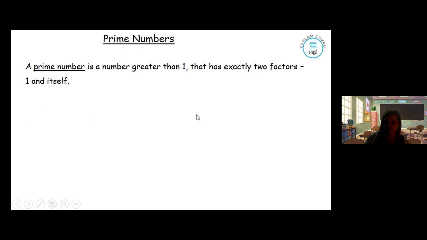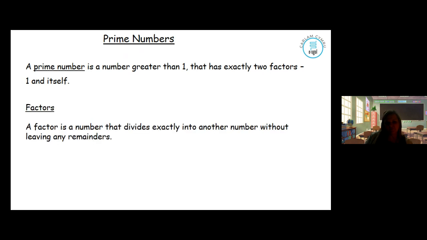Now we need to think about what these factors are first of all. So before we get fully into prime numbers, let's just think about what a factor is. A factor is a number that divides exactly into another number without leaving any remainders. For example, the factors of 20, and I've listed them here for you, are 1, 2, 4, 5, 10 and 20, because these are all the numbers that divide exactly into 20 and don't give any remainders.